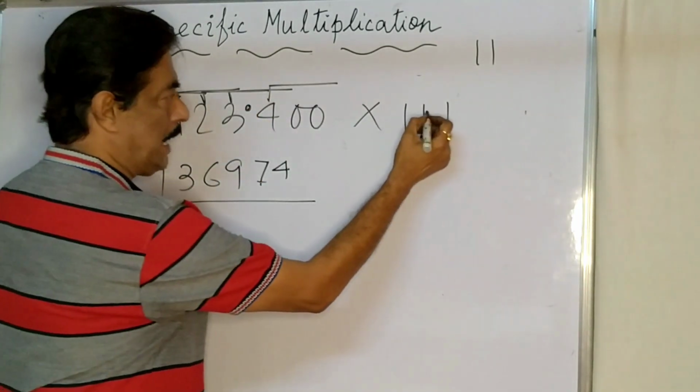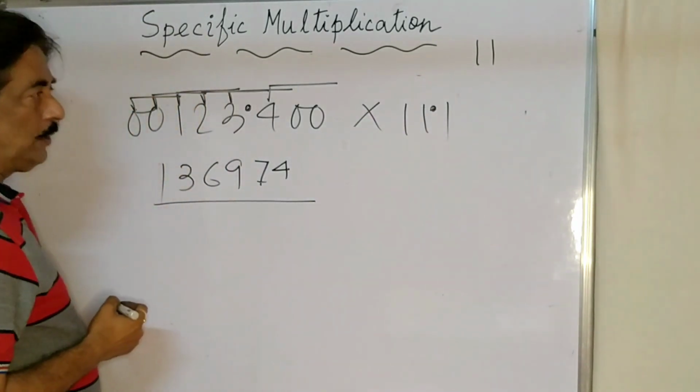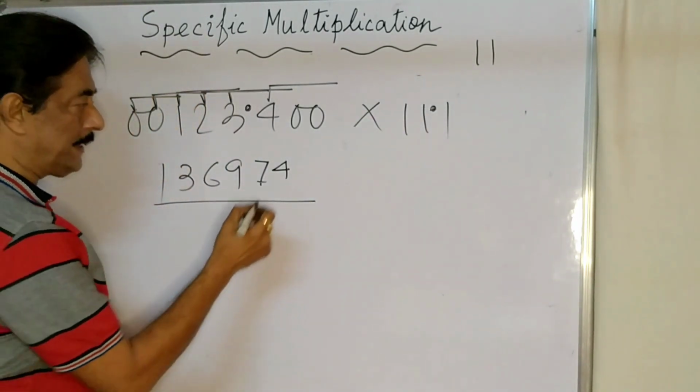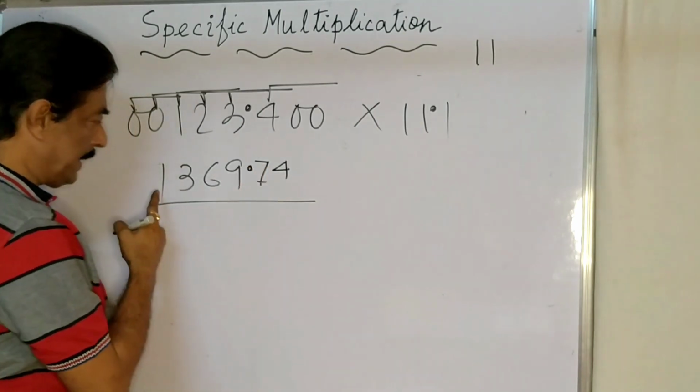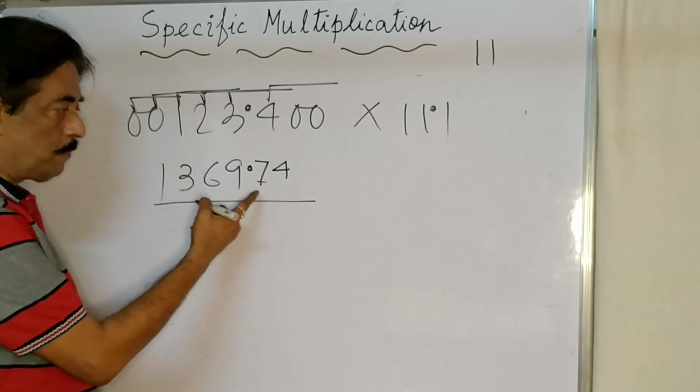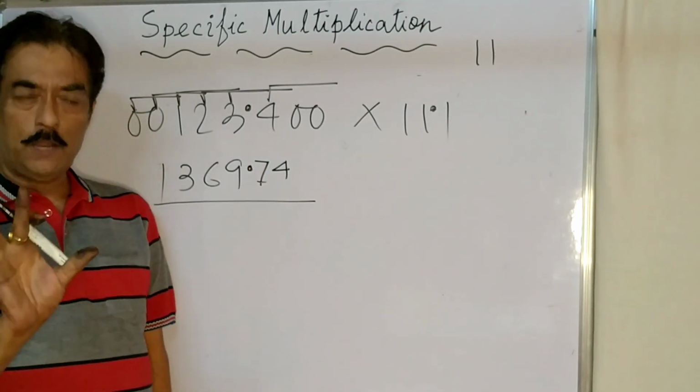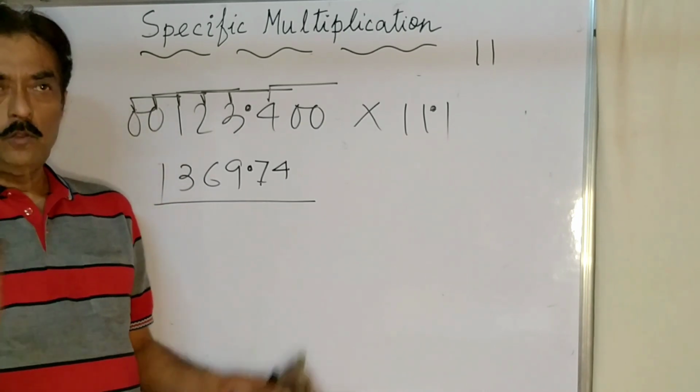If they are giving 123 multiplied by 11.1, your decimal point will be 2 places from the right side. So you put the decimal point here. So your answer is 1369.74. You have to multiply in this way.